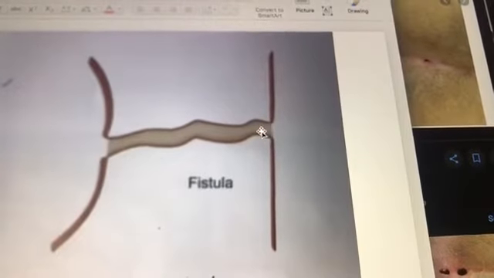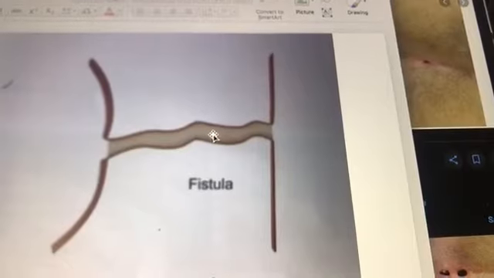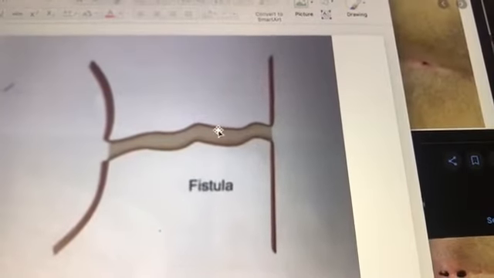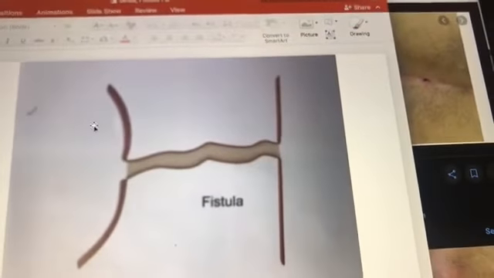As with the sinus, the lining is also unhealthy granulation tissue, and sometimes it is epithelialized with true epithelium. Once it is epithelialized, it will not heal anymore. So this is the basic fistula, how it looks. Once again, there are some types of fistula as well, like the sinus. How can you classify the fistula? You can classify the fistula as congenital. There are so many congenital fistulas. What are those?